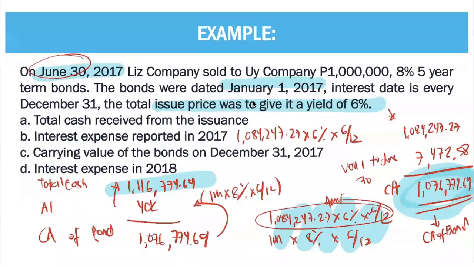So 1,084,247.27 times 6% times 6 over 12 will give us 32,527.42. Carrying value of the bonds at the end. So the carrying value of the bonds, 1,084,247.27 times 1.06 less 80,000. We have 1,069,302.11.